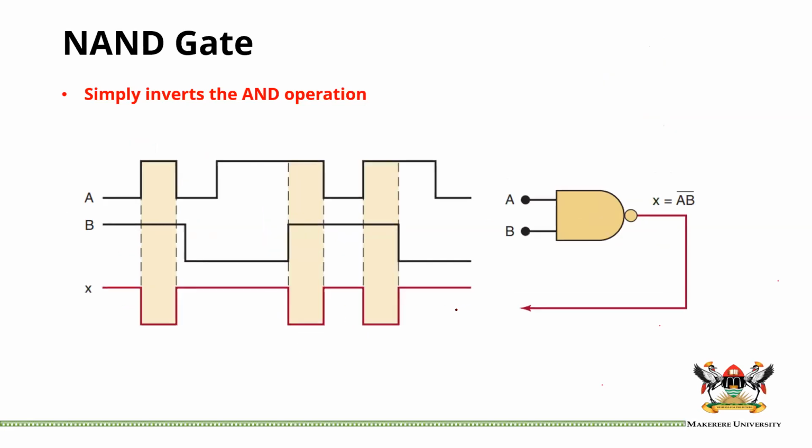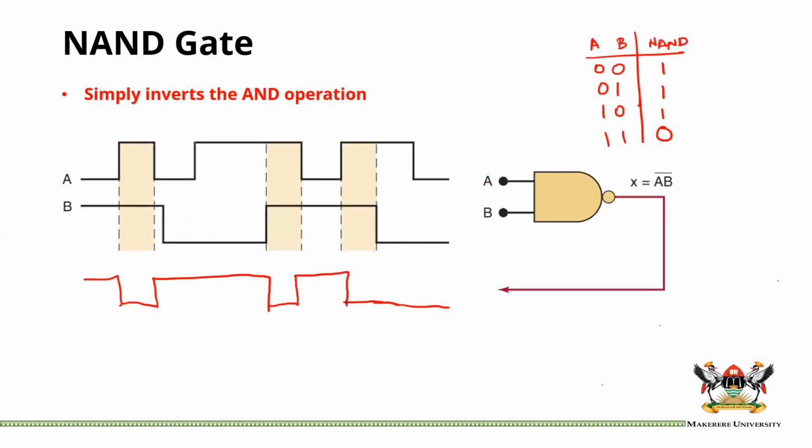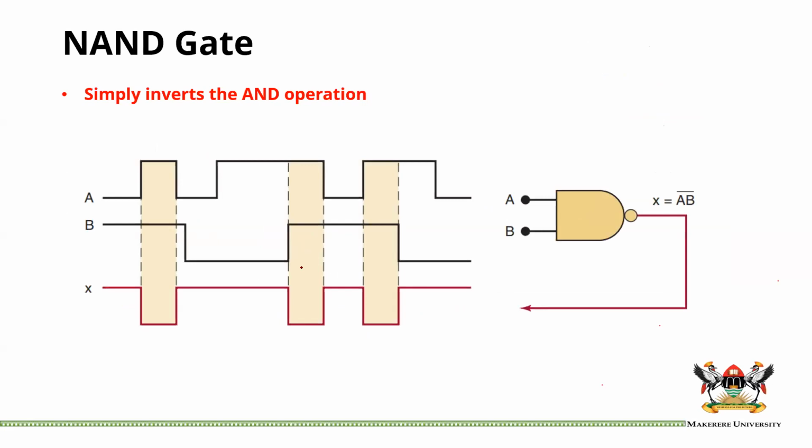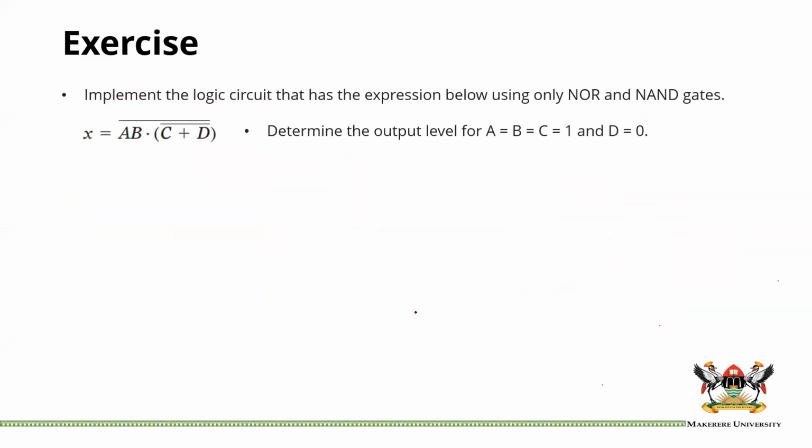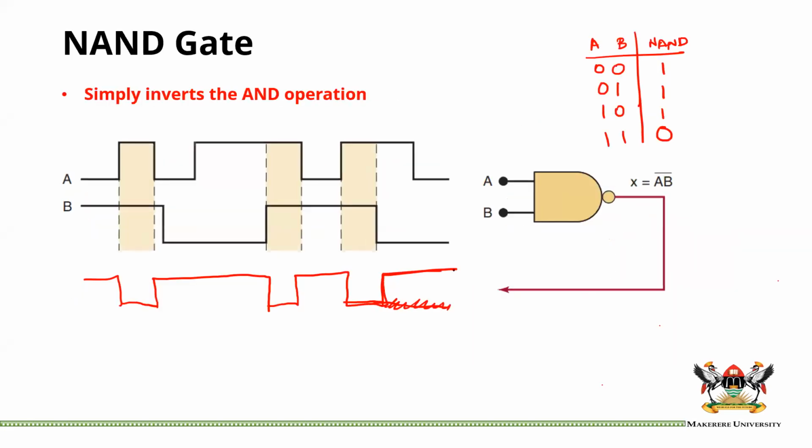When it is 1, 1, we have a 0. Sorry about that, I was getting confused. So I'm supposed to have a 0 here, otherwise it is 1. You can see that when we have 1, 1, it is a 0. For the AND, we would be having a 1 here. And so it is exactly opposite of the AND gate.